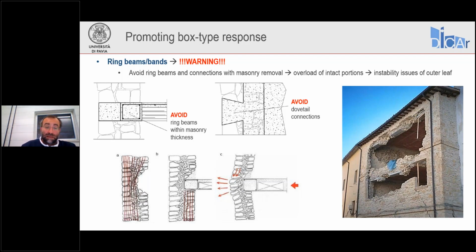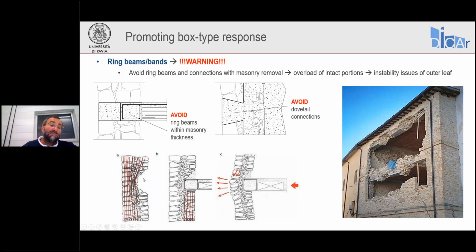You see, creating a ring beam by removing a portion of masonry, or anchoring the ring beam or a new diaphragm with a dovetail connection. Partial removal of masonry should be avoided as much as possible, because as we remove the masonry, look at the figure at the bottom of the slide on the left. We remove the masonry from this part here. Now we are deviating our stress trajectories all towards the exterior leaf of the masonry.